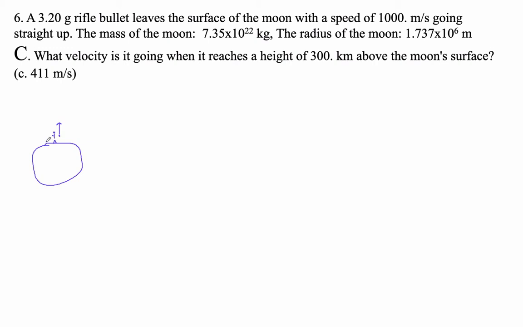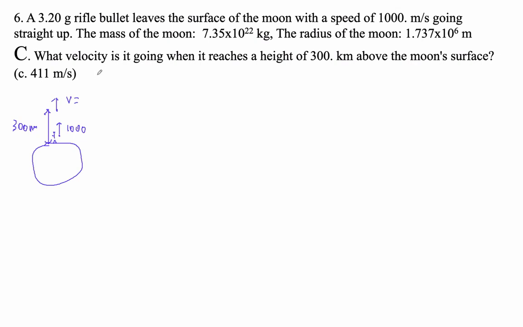So here they're saying when this distance here is 300 kilometers, how fast is it going? What's its velocity when it's 300 kilometers above the surface? What is that v here? If it's going 1,000 at the surface, what is its velocity 300 kilometers above the surface?